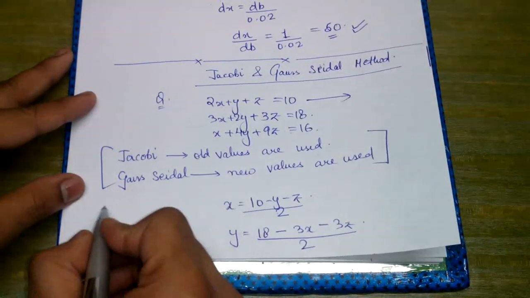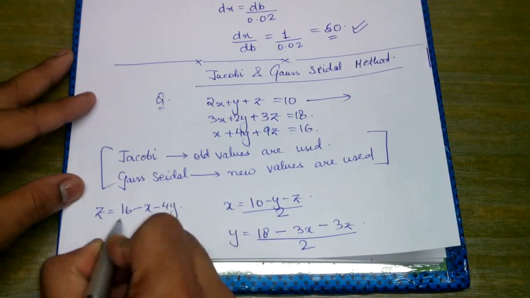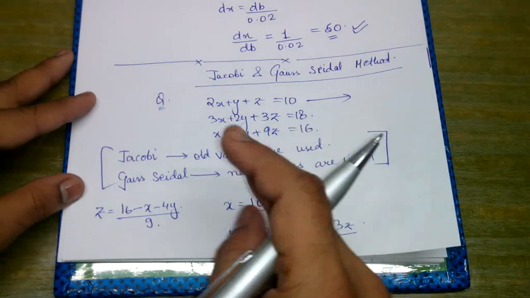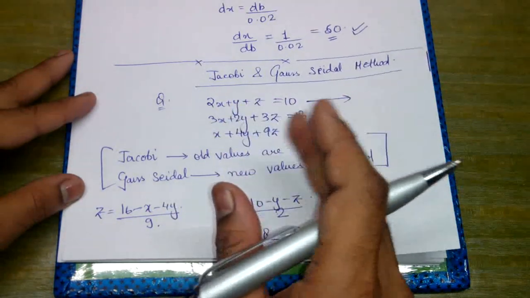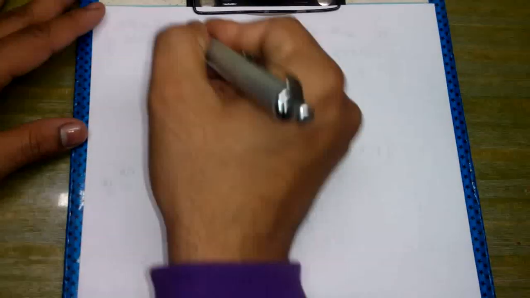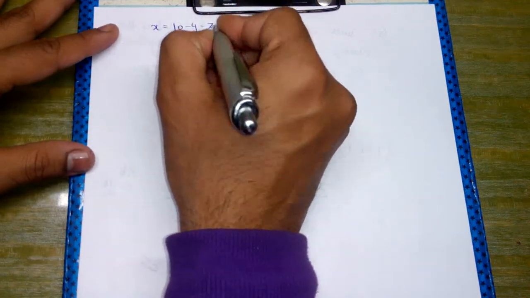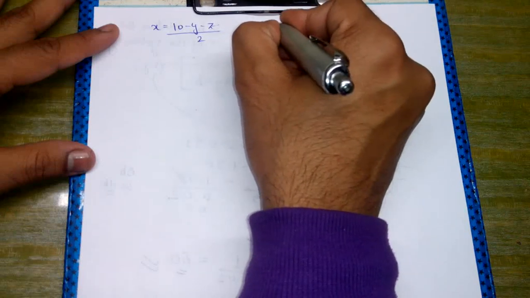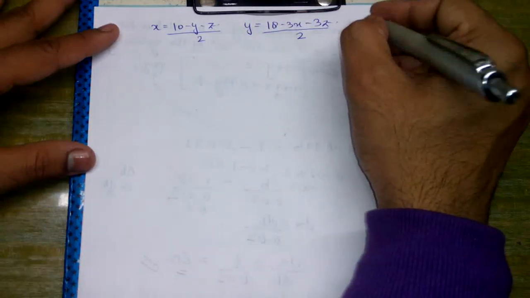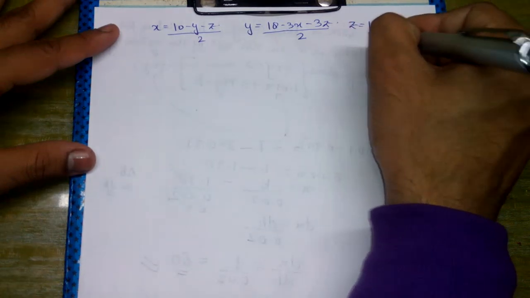And in the third equation, if z has to be made the subject, then z is equal to (16 minus x minus 4y) upon 9. Okay, so now I will compare the Jacobi and the Gauss-Seidel method, and I will show you how the old and new values concept is used here. I will again write down x is equal to (10 minus y minus z) upon 2, y is equal to (18 minus 3x minus 3z) upon 2, and z is equal to (16 minus x minus 4y) upon 9.